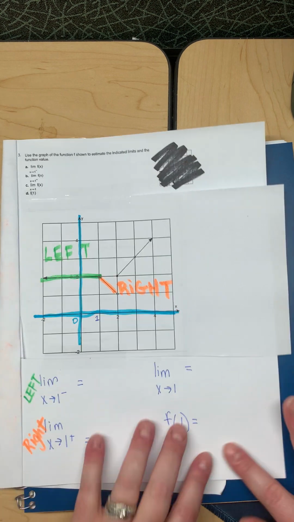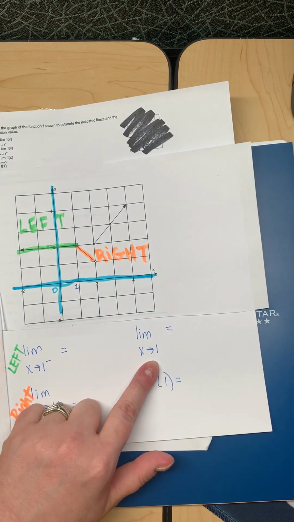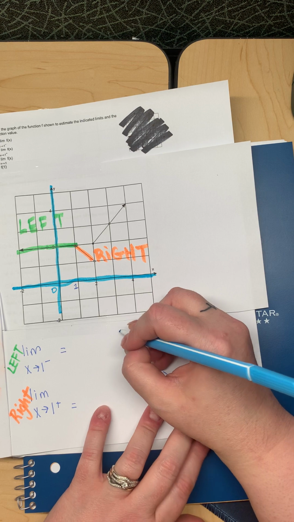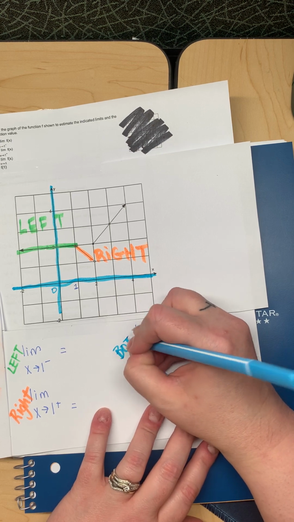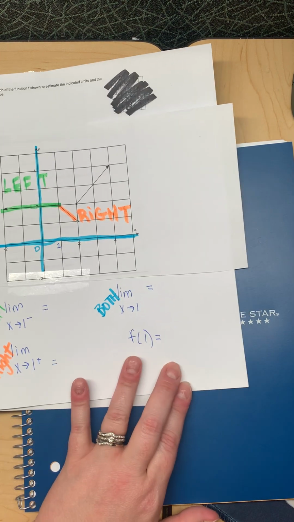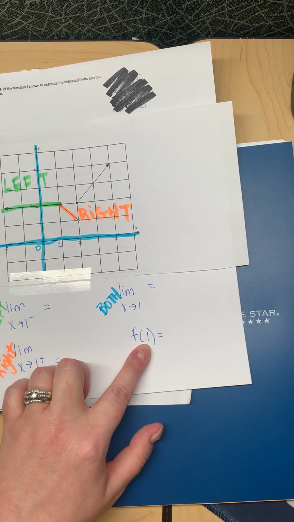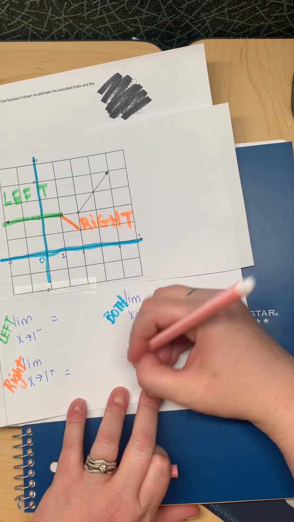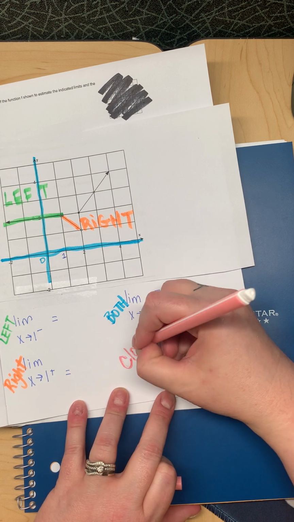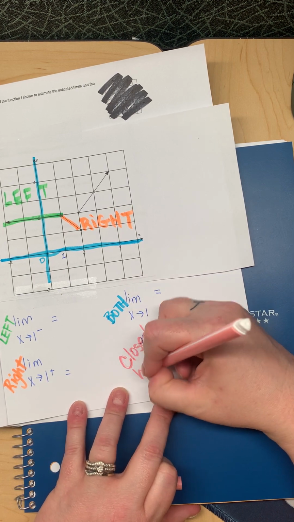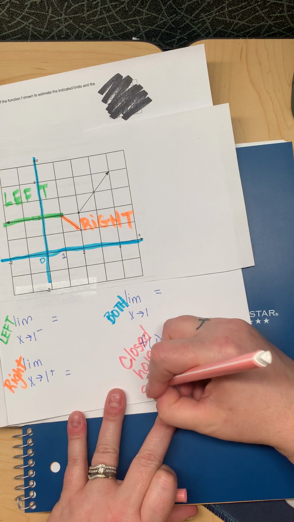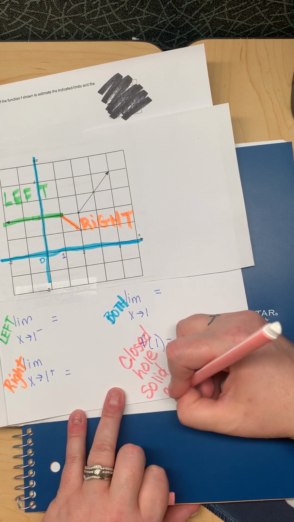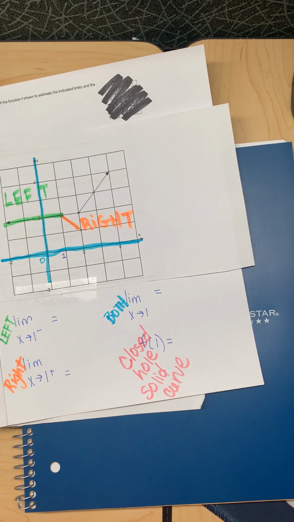Okay, then for X approaches just regular 1, we have to consider both. And then for f of 1, that's where we write whatever the y value is of the closed hole or the solid curve. Yeah, okay. So let's start on part A.